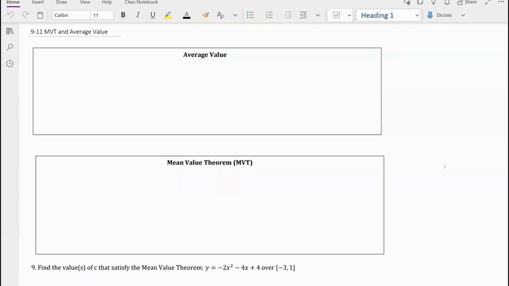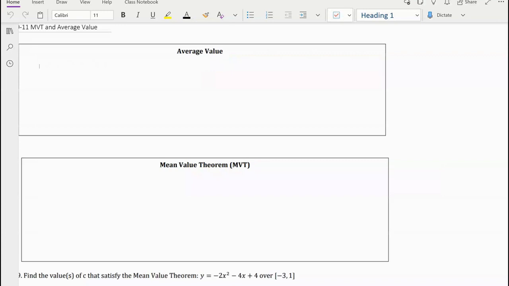Today we're going to be discussing two different things that sound really similar, but they're completely different: average value and mean value theorem. They sound the same, right? Because from what we know, average and mean are the same thing, like adding up a bunch of numbers and dividing by the number of items. But in the case of calculus, they are two totally different things.